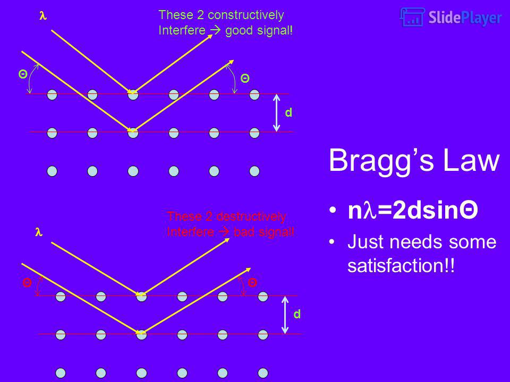Bragg's law, nλ equals 2d sinθ, just needs some satisfaction. When the two waves constructively interfere, it gives a good signal.